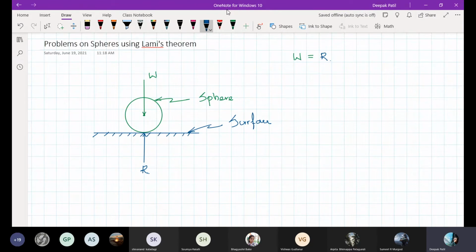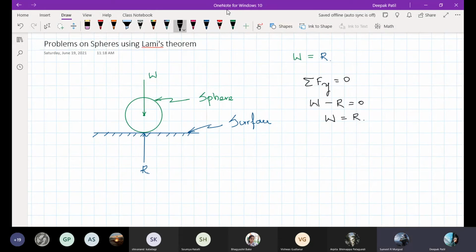The meaning is, for this system there is an equilibrium equation which is getting satisfied. That is, summation of all the forces in the y direction is 0, so it means that W minus R is equal to 0. For equilibrium to be satisfied, W should be equal to R. That is, whatever weight of the sphere is there, an equal amount of reaction will be applied on it. Are you clear, students?